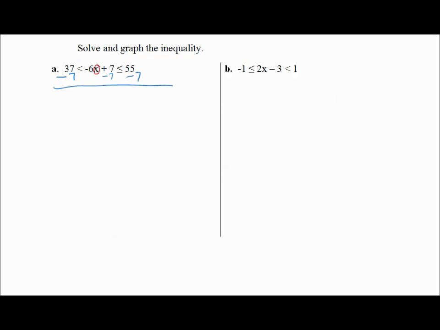That left you with, on the left, 30. Bring down the inequality symbol. In the middle, negative 6x. Bring down the inequality symbol. And 55 minus 7 is 48. Then you had to divide all three sections by negative 6.